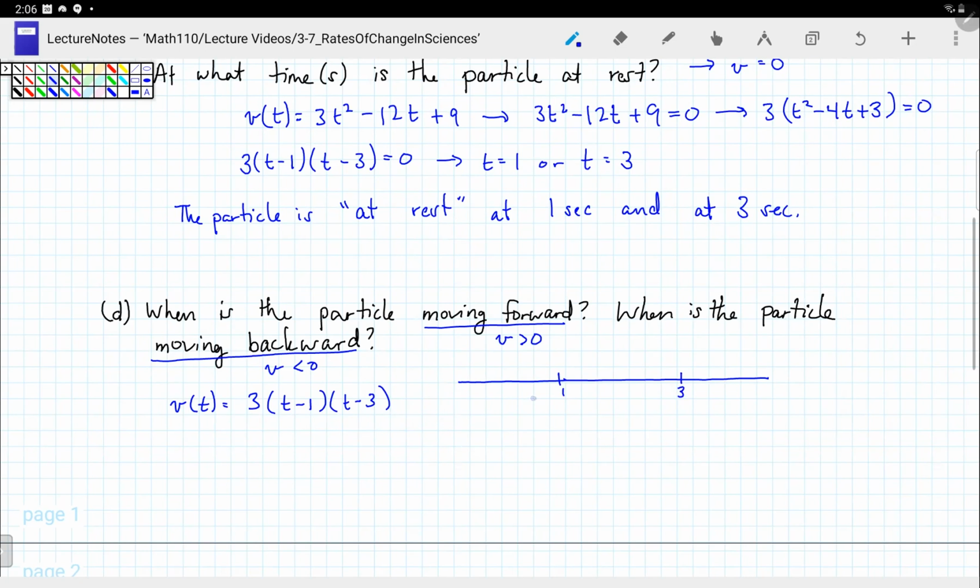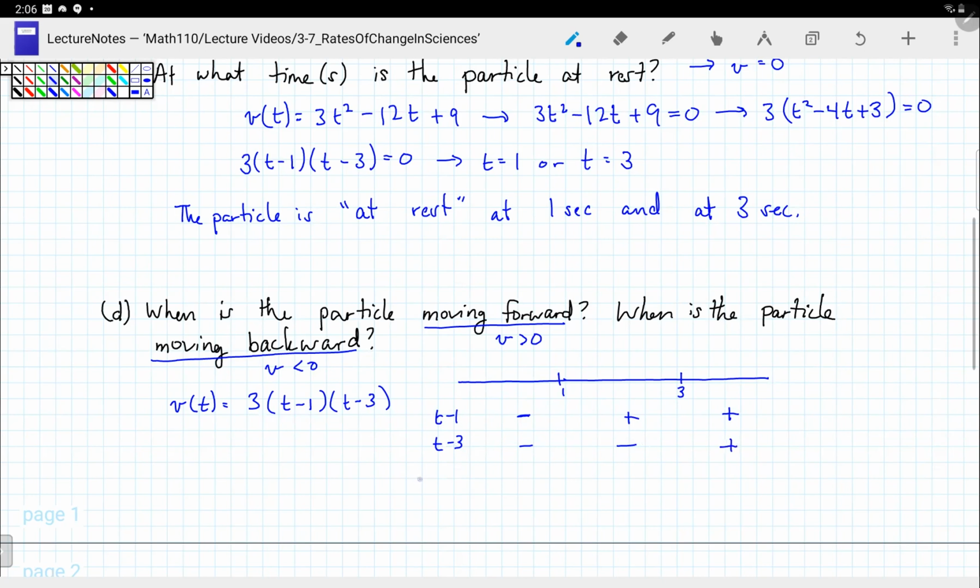If t is less than 1, then t minus 1 is going to be a negative number. And if t is greater than 1, then t minus 1 is going to be a positive number. So I'm going to keep track of t minus 1. It's going to be negative to the left of 1 and positive to the right of 1. And t minus 3, if t is less than 3, then that quantity is going to be negative. And if t is greater than 3, then that quantity is going to be positive.